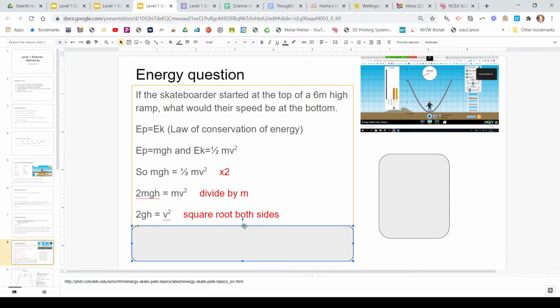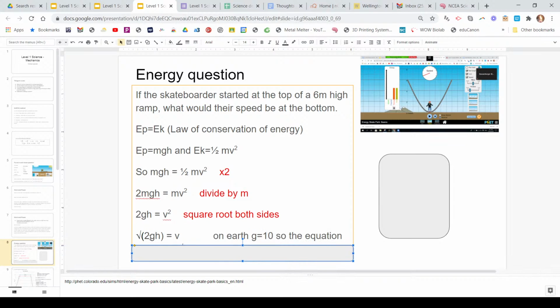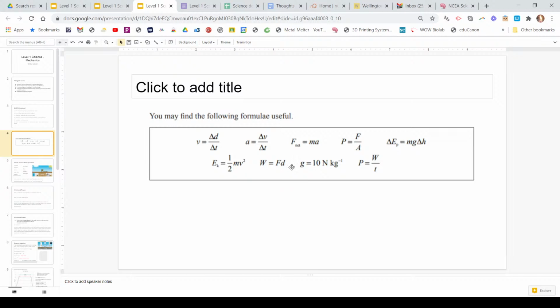But we can square root both sides, and that gives us the square root of 2gh is equal to v. So square rooting v squared gets us back to v, and square rooting 2gh gives us the square root of 2gh. Now, if we know that we're on Earth, then g is 10, as stated in the resource booklet, or the little bit at the start of your exam.